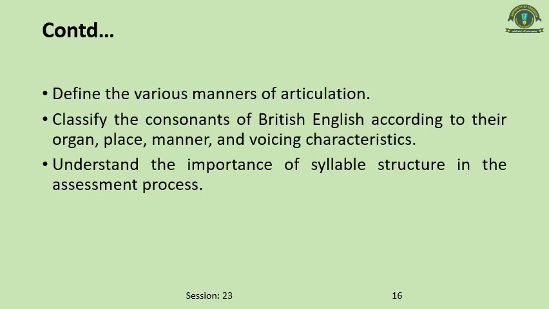Our next activity is, classify the consonants of British English according to their organ, place, manner, and voicing characteristics. Do you remember that we did? We first picked up voicing, then place of articulation and manner of articulation. At the same time, we tried to understand the speech mechanism. So for this particular activity, you have to refer to some sessions, not one session, but maybe two or three sessions. You can replay those sessions and watch them carefully. You have to classify the consonants of British English according to their organ, place, manner, and voicing characteristics.